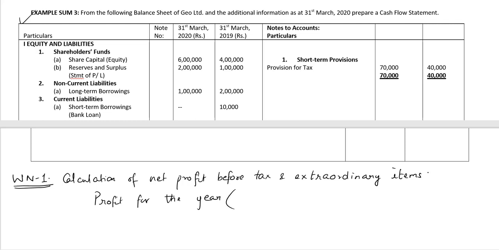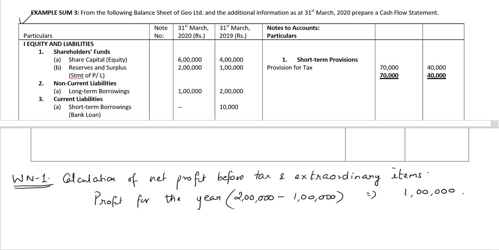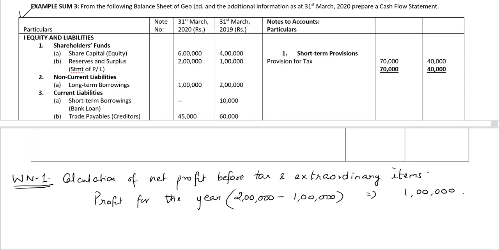It's the difference of the closing balance of the statement of P&L and the opening balance. As per the balance sheet, reserves and surplus, statement of P&L, the closing balance is 2 lakh rupees and the opening balance is 1 lakh rupees. So the net profit for the current year is rupees 1 lakh. There are no transfers to reserves. Statement of P&L is the only item under the head of reserves and surplus.